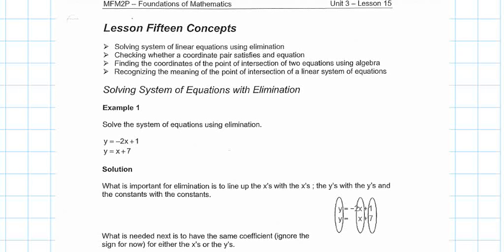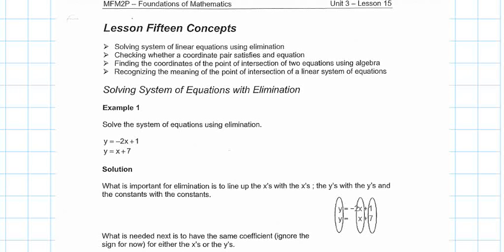So we've learned so far how to solve a linear system using two methods. We've learned how to solve a linear system by graphing the two lines and then finding the point of intersection. We learned how to solve it using substitution. And now we're going to learn how to solve it using elimination.